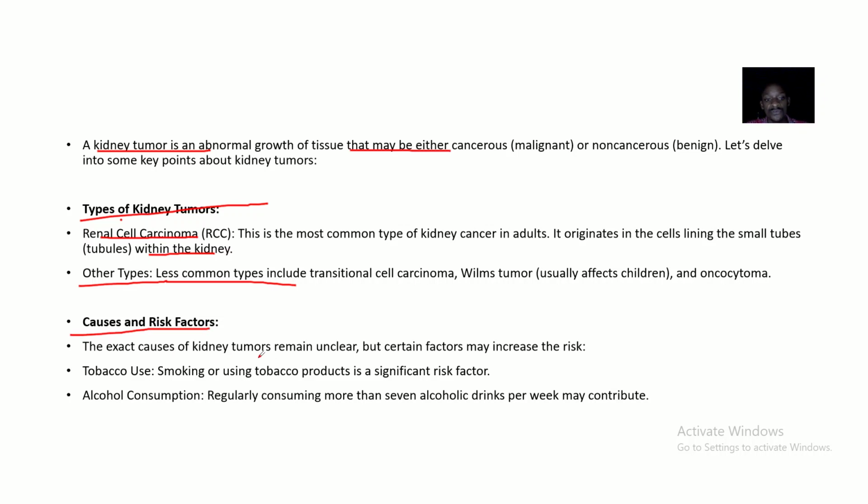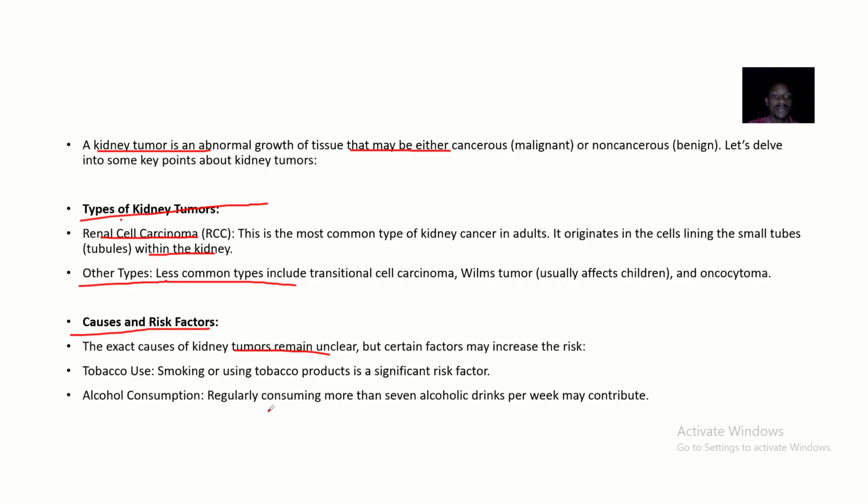Now, what are the causes and risk factors? The exact causes of kidney tumors remain unclear. But certain factors can increase your risk of having a kidney tumor or kidney cancer. These factors include tobacco use. If you smoke or use tobacco products, it mustn't be only smoking. There are some tobacco products that people take through the nose, that's snuff. It's still tobacco, and you are still at a large risk of having a kidney tumor or kidney cancer.